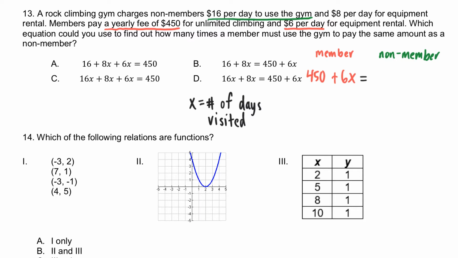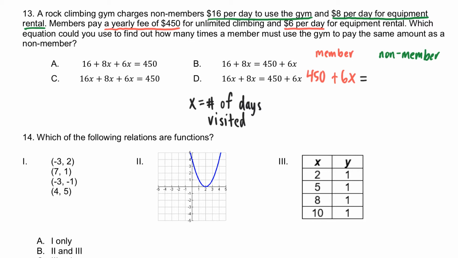So a member just pays $450 once to use the gym, anytime they want, all year, unlimited climbing. The non-member has to pay $16 per day, so every time they show up, they have to pay $16, and $8 per day for equipment rental. So not only does the non-member have to pay $16 every time just to show up to climb, they also have to pay $8 for the equipment.